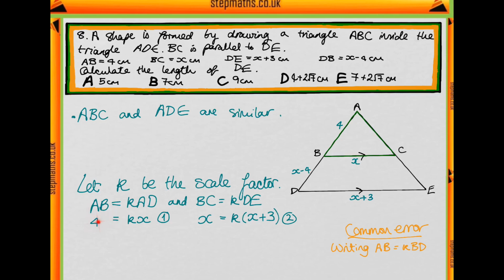We have AB is 4, so we have 4 is equal to Kx. This is our first one. And x is equal to K lots of x plus 3. This is our second one. So now have a go at solving these simultaneously to find x. Pause the video and have a go at doing this now.